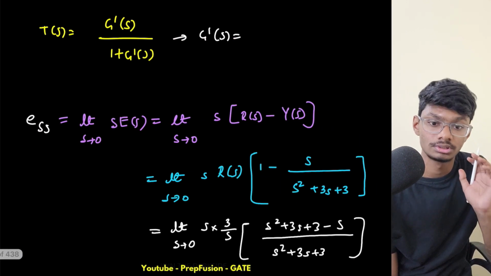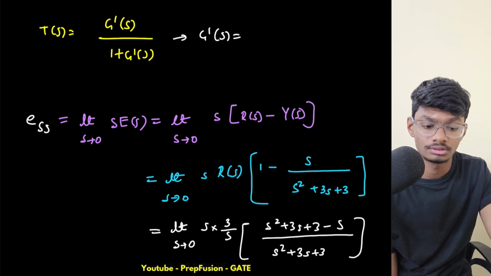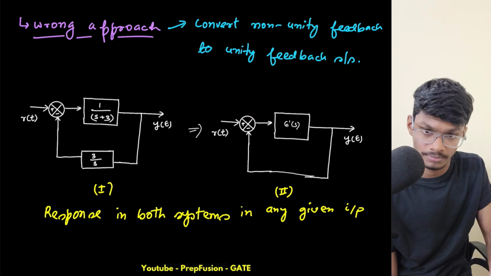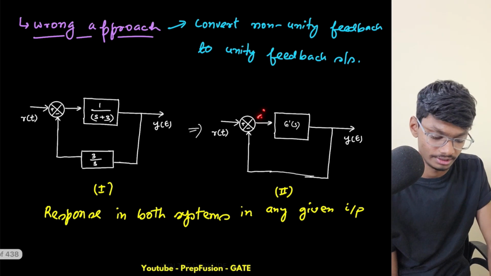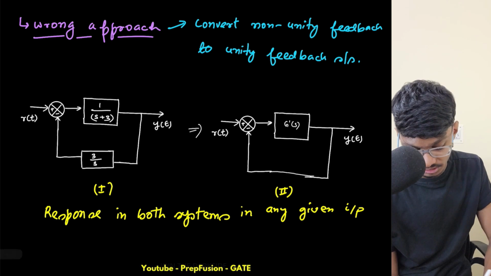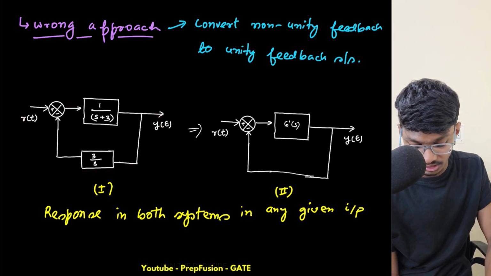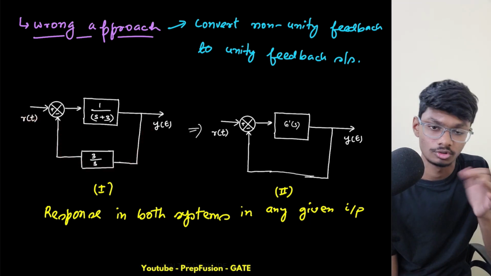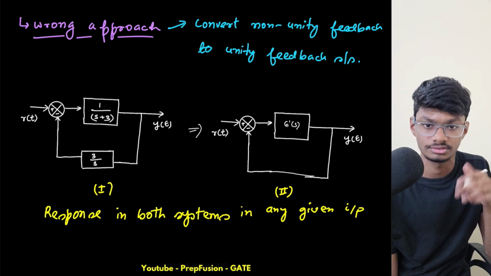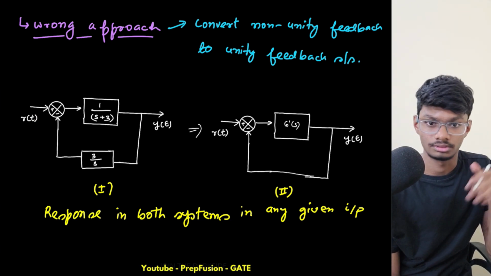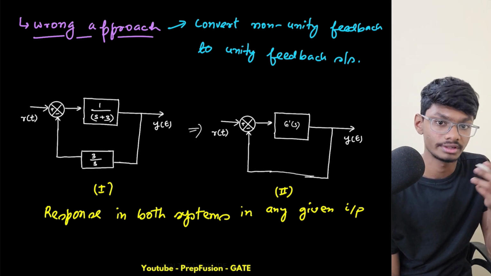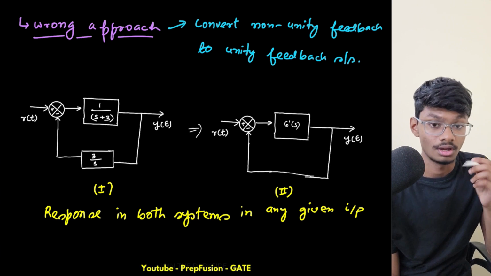Another wrong approach will be to calculate the actuating error, like you are calculating the error signal here itself. Just a few students assume that E of s is this, and they calculate R of s minus Y of s into H of s, that is equal to E of s. Then you take limit s tends to 0, s into E of s, the final value, and you will find your error. No, that is also incorrect. That is the actuating error signal, which we are not interested in.